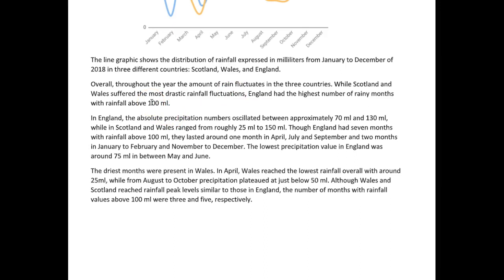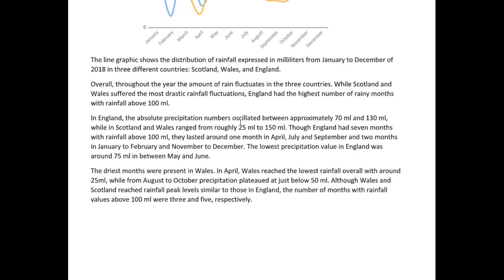In England, the absolute precipitation numbers oscillated between approximately 70 and 130 ml, while in Scotland and Wales, rainfall here ranged. You could have said while Scotland. If you hadn't written that in, you could have just said while Scotland and Wales ranged from. But since you have that in, you have to say while in Scotland and Wales, rainfall ranged from roughly 25. Okay.